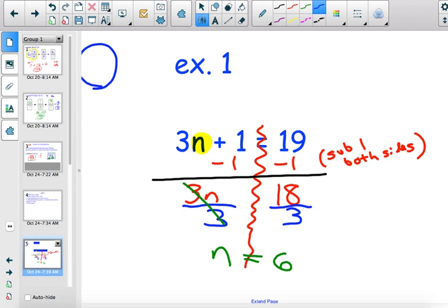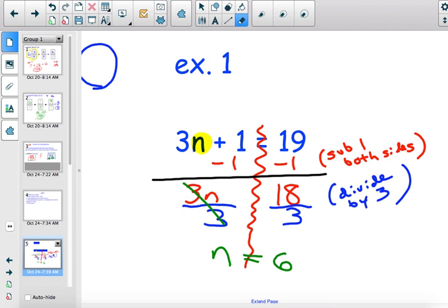In this step right here, we divided by 3, so I'm going to write divided by 3 since it's up there. This is called two-step because we had to unpack 2 things. We've done 1 step so far, which is actually a 6th grade standard, and now this is more 7th grade.